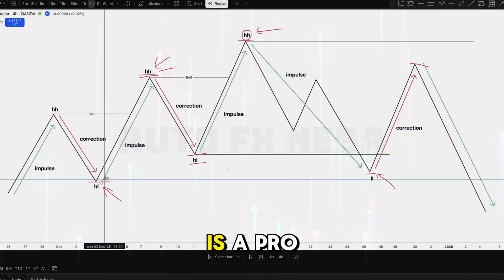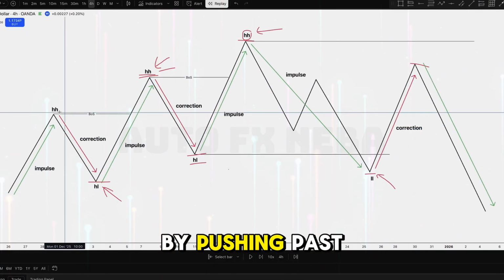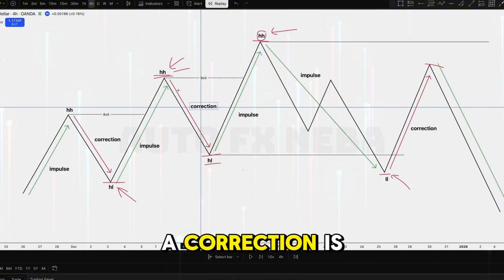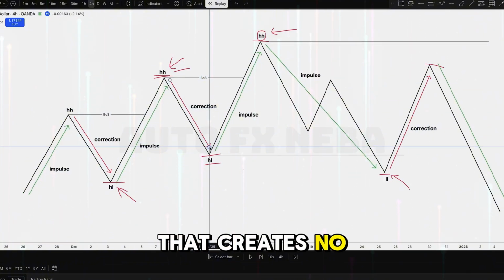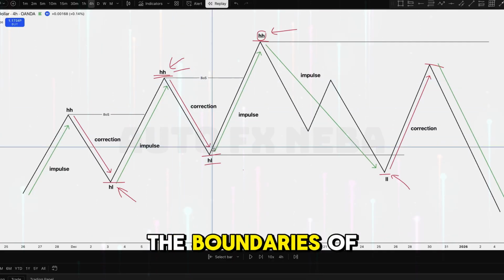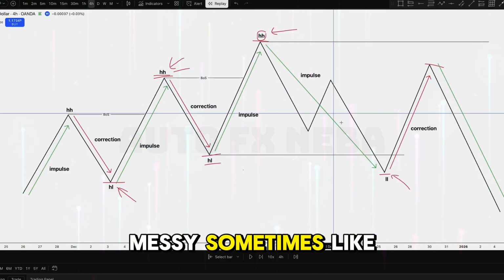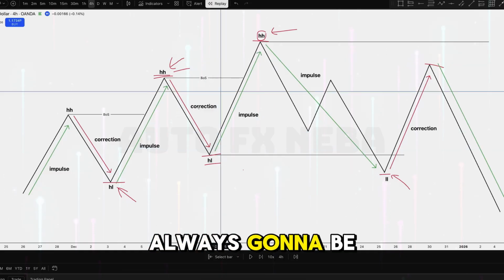Okay, so an impulse is a pro-trend move that creates a break of structure by pushing past a high or a low. A correction is a counter-trend move that creates no meaningful breaks and trades within the boundaries of an impulse. They're going to be messy sometimes like this one, that's why I'm showing you. It's not always going to be super smooth.